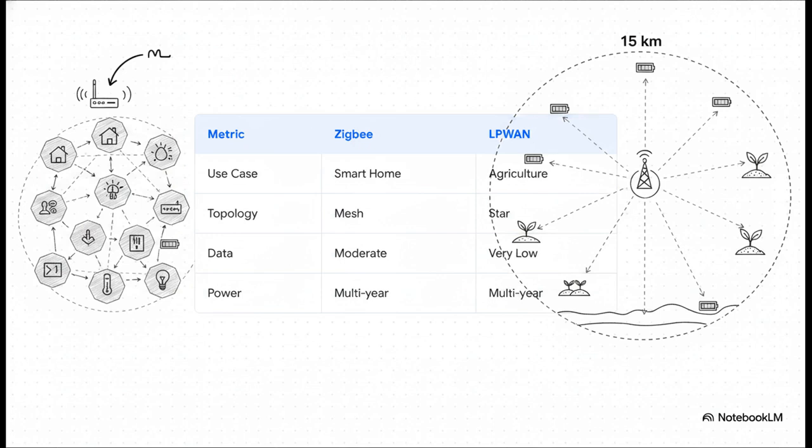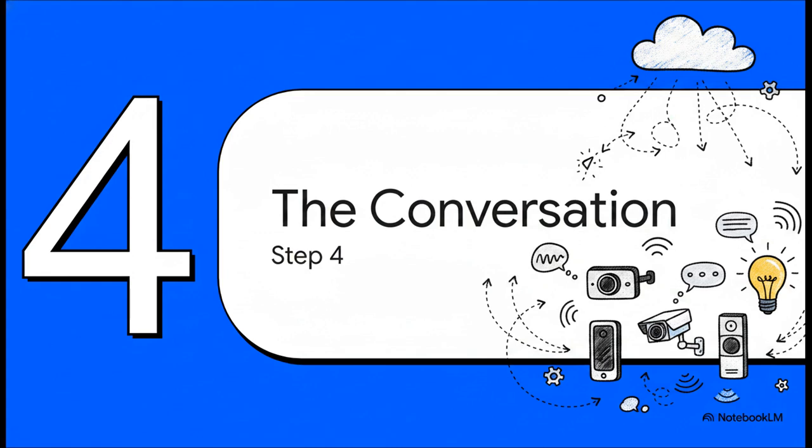To get multi-year battery life over a massive 15-kilometer star topology, LPWAN has to strip its data throughput down to the absolute bare minimum. We're talking just a few kilobytes per second. Perfect for a remote soil sensor in the middle of a huge farm, but literally useless if you're trying to send video.